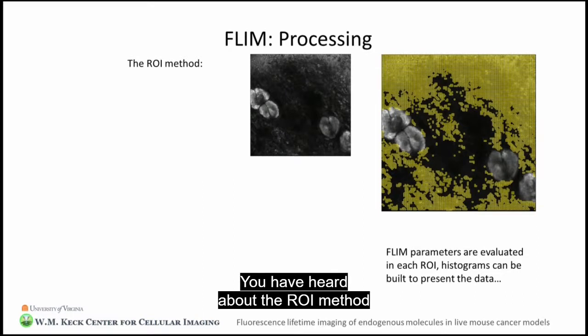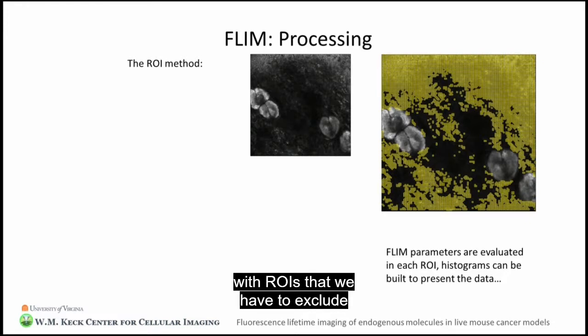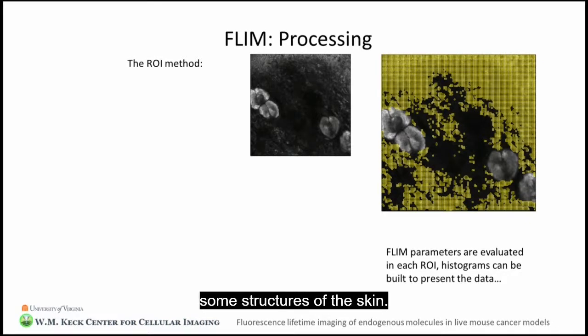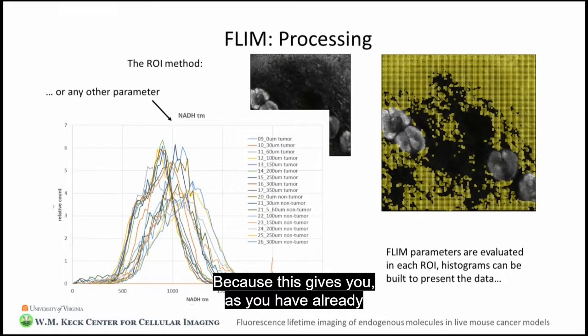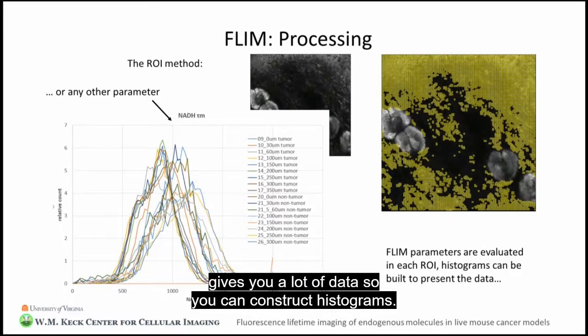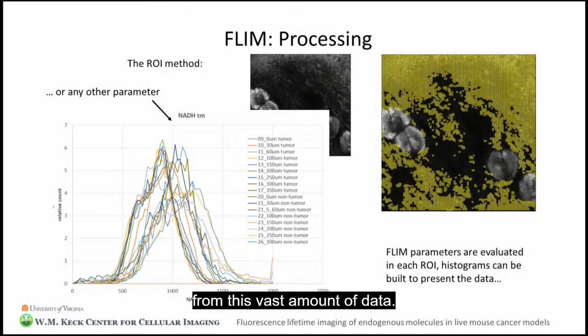You have heard about the ROI method we are using for processing our images. So this is just a sample of one of the images overlaid with ROIs that, of course, we have to exclude some structures of the skin. And because this gives you, as you have already seen in a previous presentation, a lot of data, you can construct histograms, but this is not really very easy for a non-trained eye. You can also extract some more information from this vast amount of data.